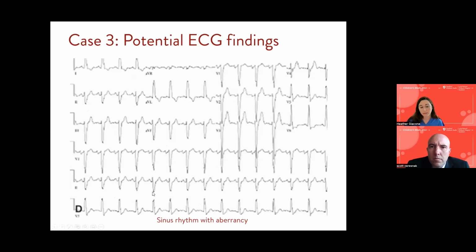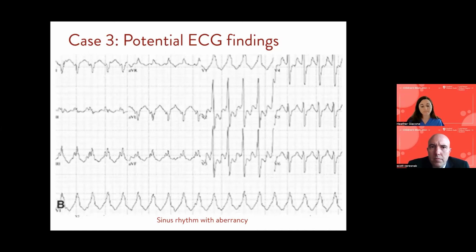One thing I do want to make a mention of is that you can have isolated bundle branch block or new bundle branch block with myocarditis as well. So even though it is sinus rhythm, you have this aberrant or widening nature of the QRS. And as that progresses, that bundle branch block can become more prominent or lead to further types of block.